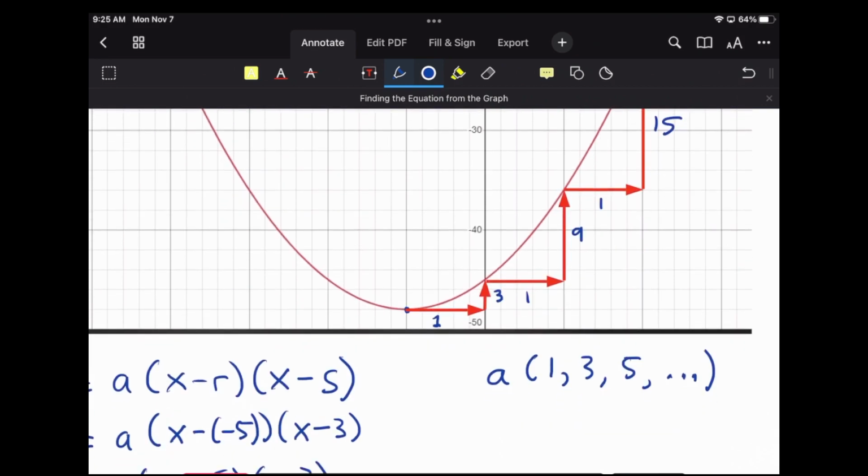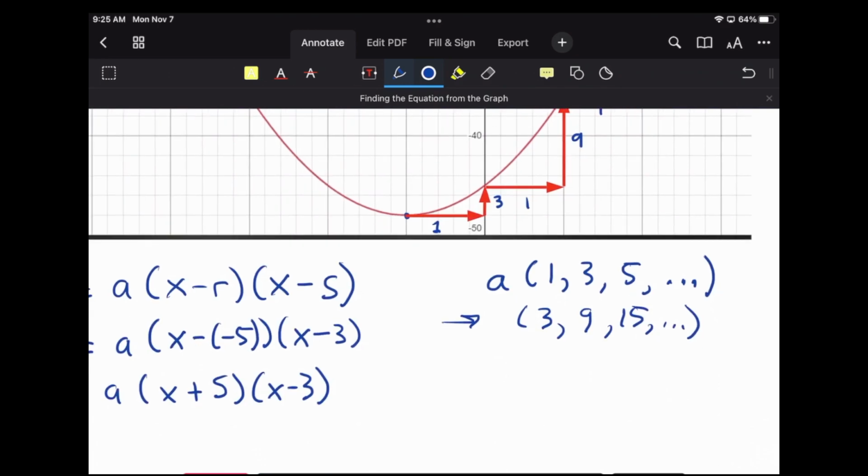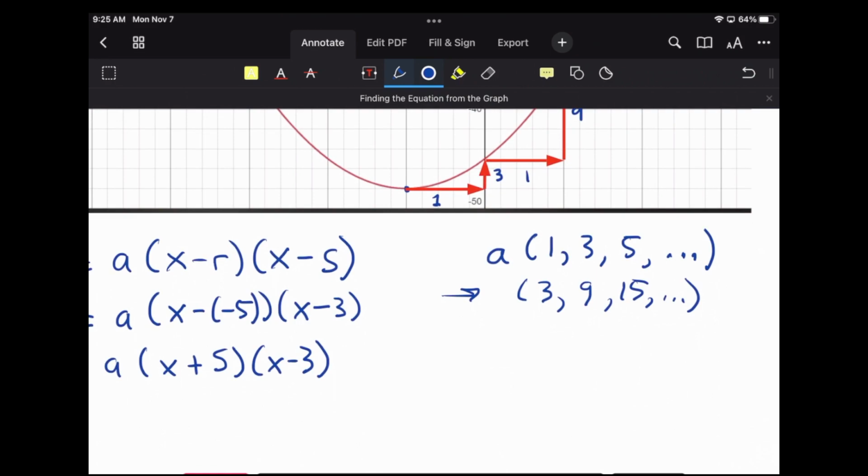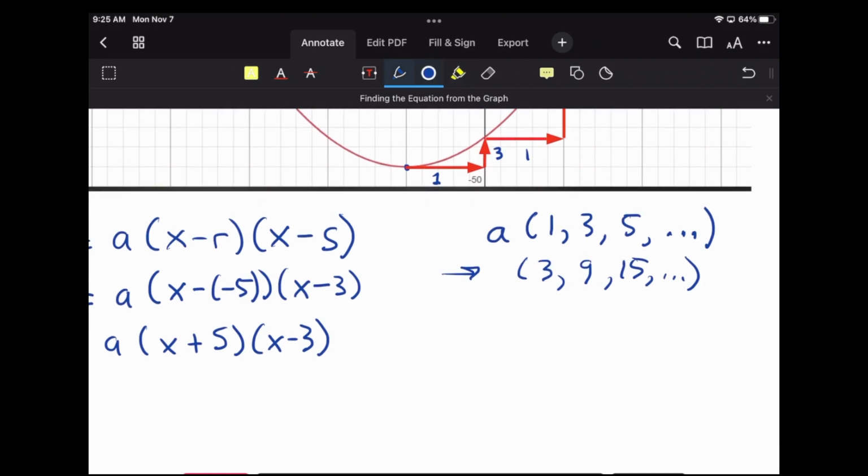Which means our step pattern is going to be 3, 9, 15, and so on. You can probably already figure out what the a value is in your head, but let's do an actual calculation. I'm basically saying that a times 1 is equal to 3. So let's write that out as an actual equation. A times 1, or 1a, is equal to 3. And if we divide both sides by 1, we can just see pretty straight away that a is equal to 3. Let's do a couple extra calculations just to confirm.